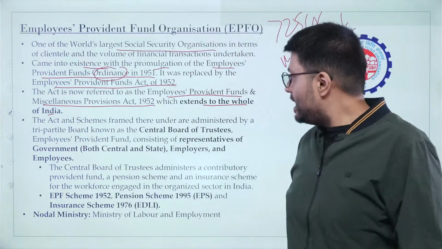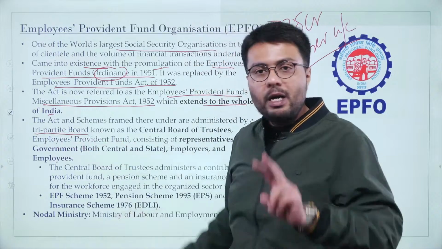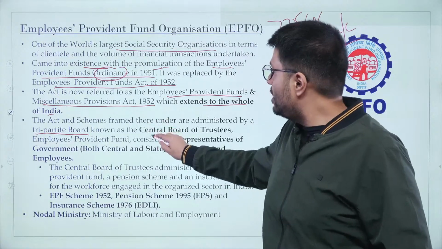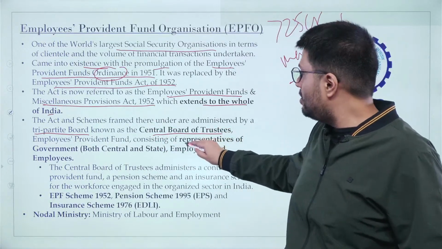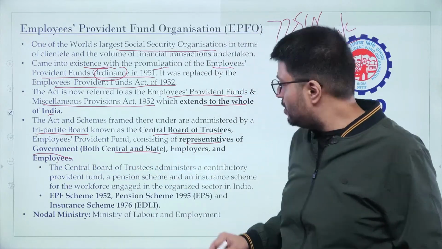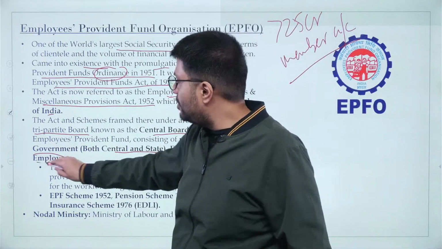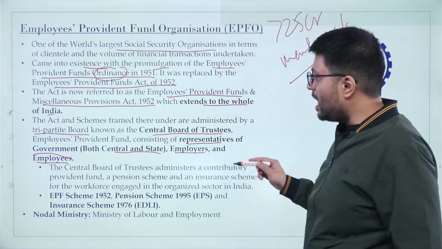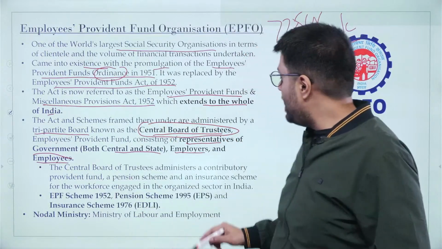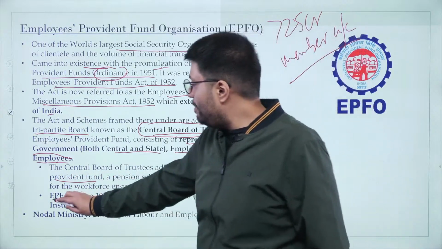Now, this body is managed or administered by a tripartite board, which means this board has representations from 3 different sections of society, and the board is called Central Board of Trustees, which consists of representatives of government, which includes both central and state governments, representatives of employers or the companies, as well as the employees or the workforce. So these are the 3 parties of Central Board of Trustees, and this board administers a contributory provident fund scheme, which is called the EPF scheme.